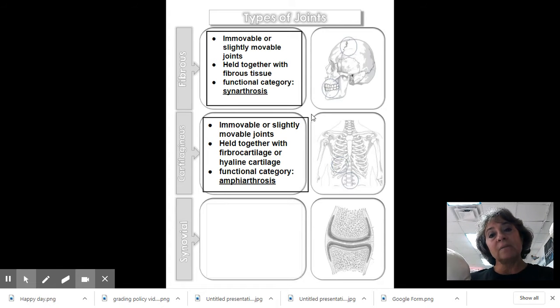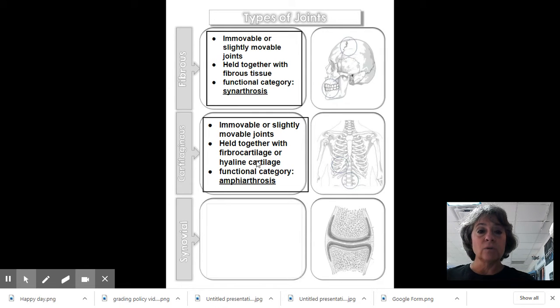The next type, and these categories are structural, the structure is how they categorize that. The cartilaginous joint is immovable or slightly movable, just like a fibrous joint, except these are held together with some sort of cartilage. So there's fibrocartilage and hyaline cartilage differences. And the places where you find those are between your ribs and the sternum, where the ribs are connected to the sternum, and then between your vertebrae. So let me get those examples.